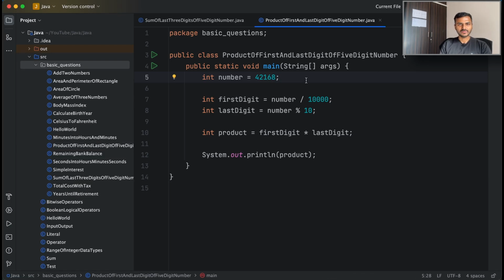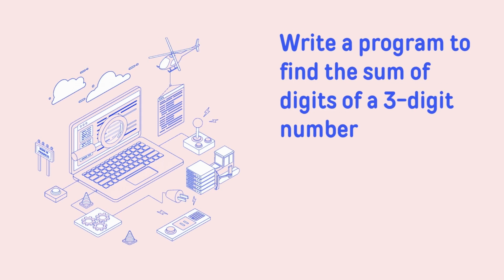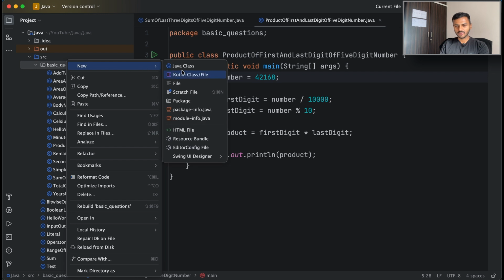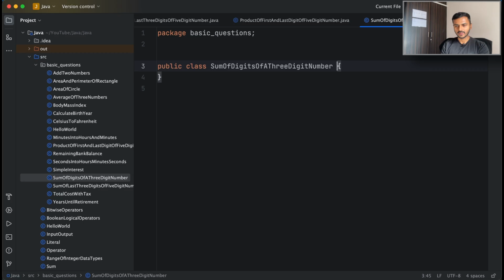Now let's move on to the next question, which is finding the sum of digits of a 3-digit number. And for that, let's first of all create a Java class, and let's name this Java class as sum of digits of a 3-digit number. And here we'll have a main method.